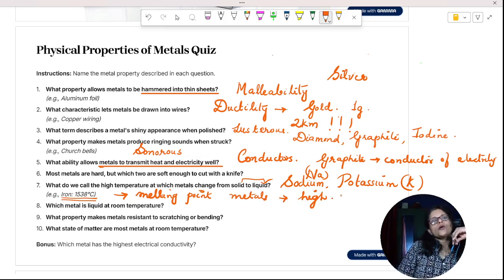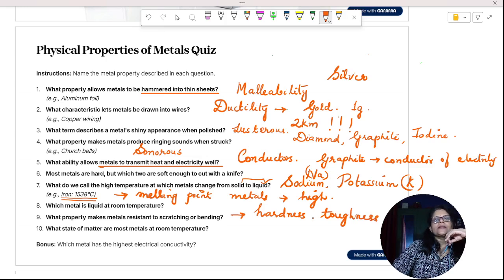Okay, now what property makes metals resistant to scratching or bending? It is not easy to bend a metal. It is the hardness or toughness, if you say. Okay. Now, what state of matter are most metals in at room temperature? Can anyone tell? Yes, obviously, it is solid state. Okay. So, are there any exceptions? Of course, there are, right?